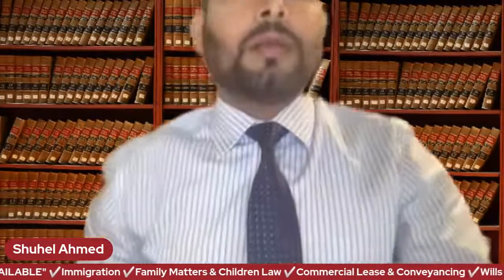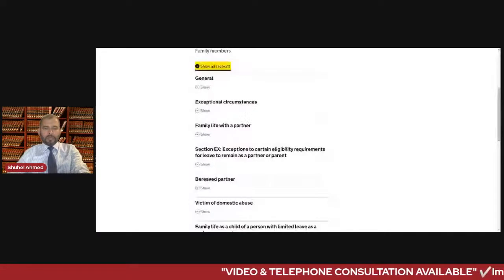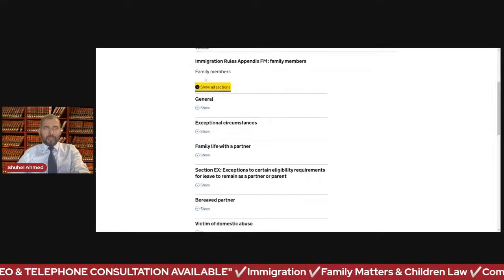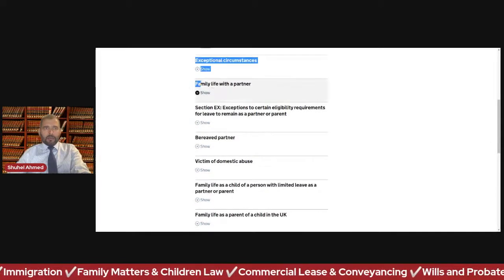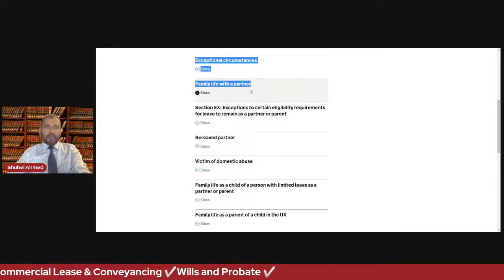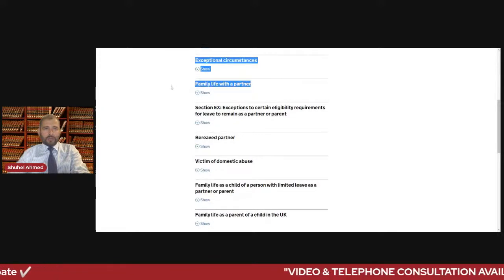So let me show you who is eligible under Appendix FM. Let me share the screen, which will give you an idea of who can make an application under Appendix FM. Under Appendix FM is family life with partners. So a partner is under the partner application, spouse visa. Based on a personal relationship, husband and wife can make an application for fee waiver for leave to enter.